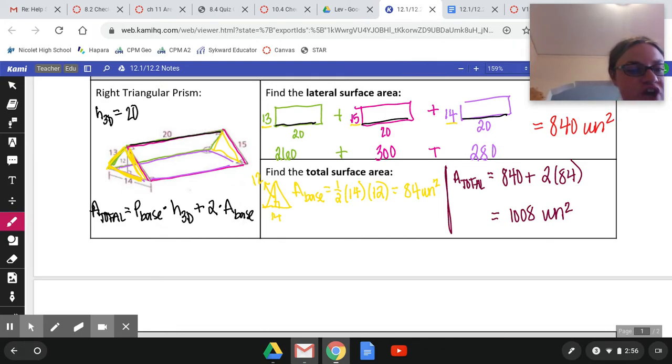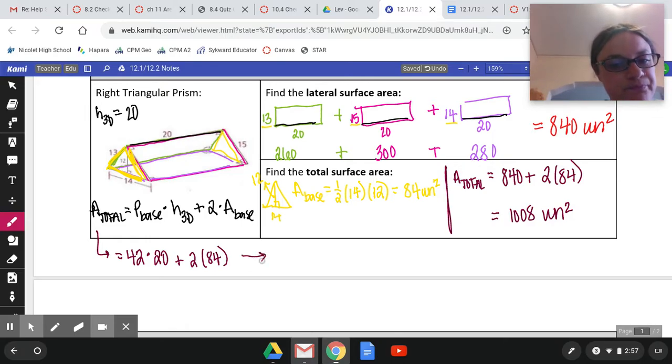Okay, so if we just check that really quick, we can plug all of these things into our formula. The perimeter of the base in this case: total area equals the perimeter of the base, which is 13 plus 14 plus 15, which is 42, times the height, which is 20, plus 2 times the area of the base, which was 84. Let's just check it: 42 times 20 plus 2 times 84 gives me that same 1,008 square units.